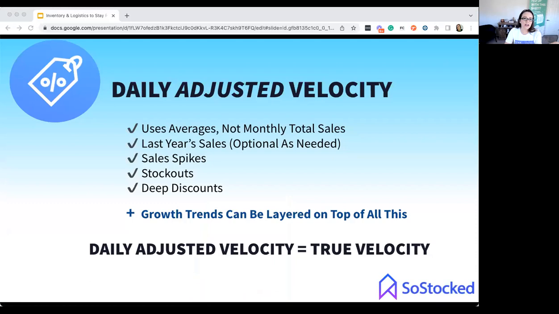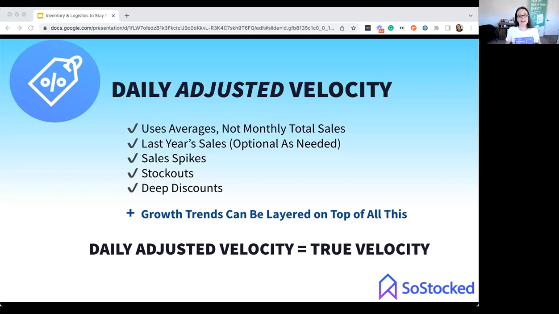First and foremost, you want to look at your data as a daily adjusted velocity. It's not just sales velocity that you're looking at. You're going to be adjusting it to be more honest, to be more true to what's actually going to happen in the future. And to do that, you're looking at averages. You're not looking at total monthly sales. Sometimes people will look at, for example, their Christmas sales, and they'll say, from this date to that date, I sold X number of total units. I'm going to place an order and purchase that same amount for the coming Christmas.